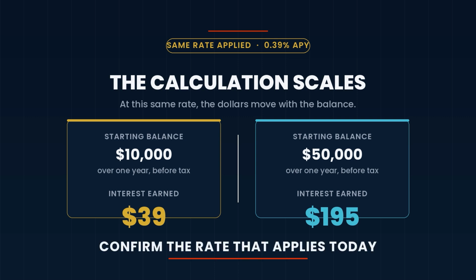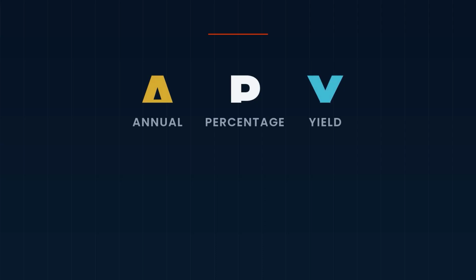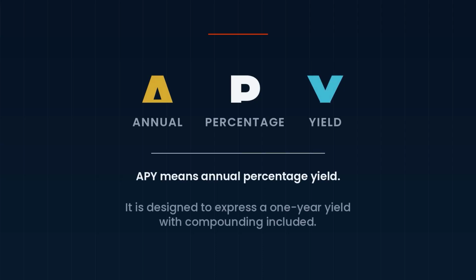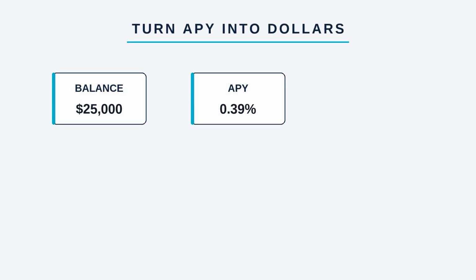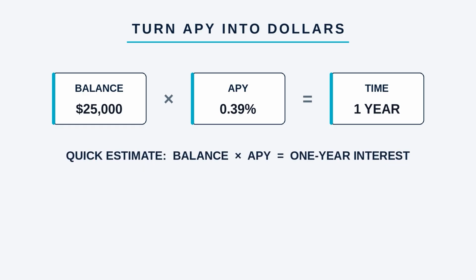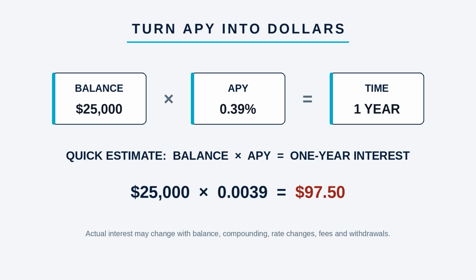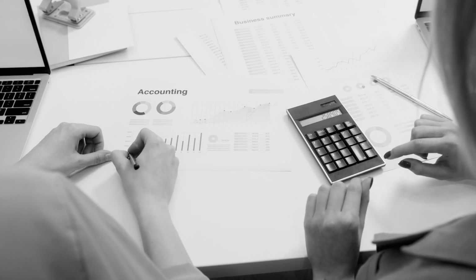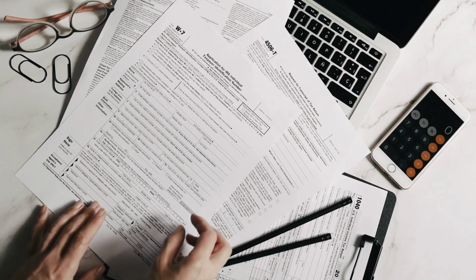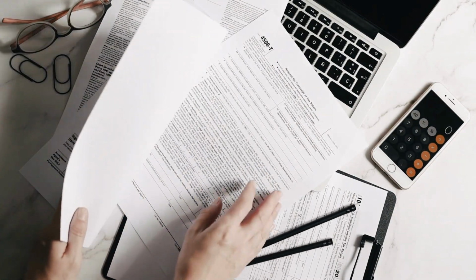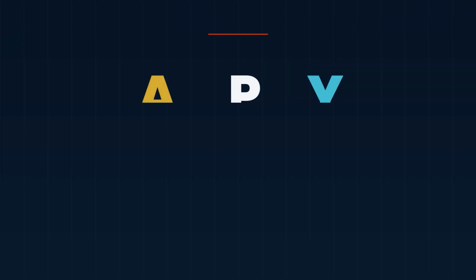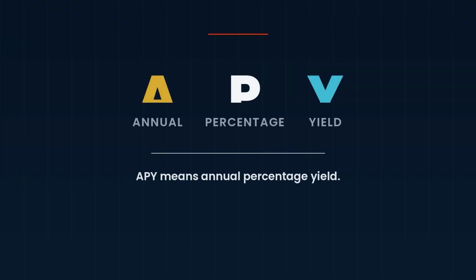Scaling the balance makes the percentage easier to feel, but it does not change the first task: confirm the rate that actually applies today. APY means annual percentage yield. It is designed to express a 1-year yield with compounding included. For a quick estimate, multiply the balance by the APY, written as a decimal. 25,000 times 0.0039 equals $97.50. That shortcut assumes the balance and rate do not change. Real accounts may calculate interest daily, credit it monthly, use balance tiers, charge fees, or change a variable rate after you open the account. A headline APY can also have conditions.